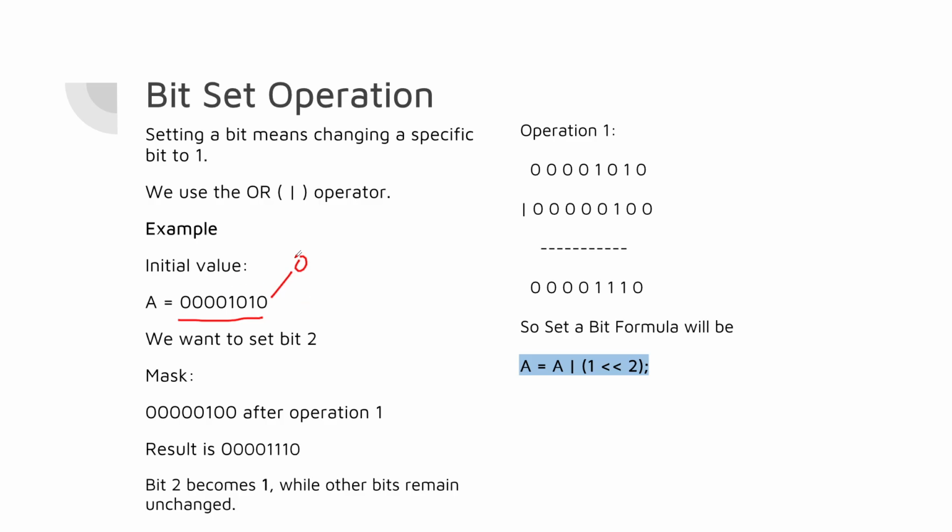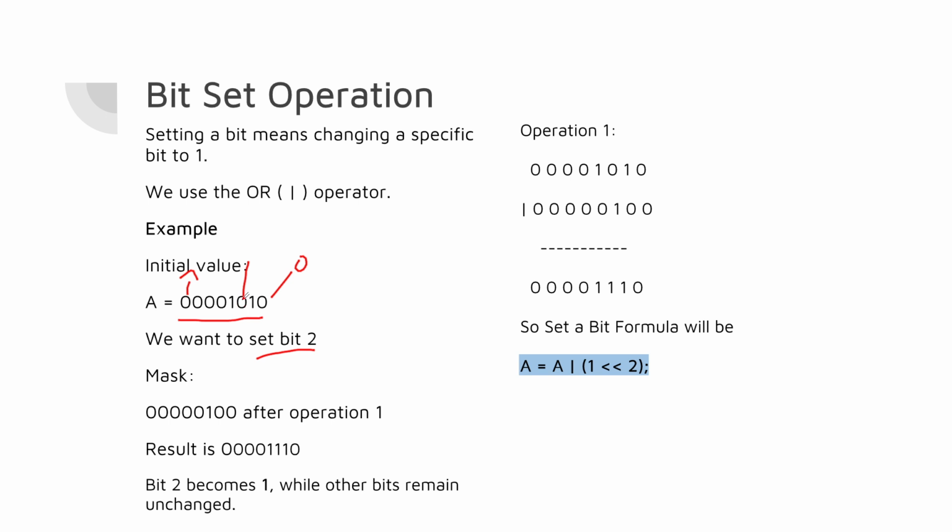So the bit starts from 0. What is the last bit? This is the 7th bit. If I take an 8-bit value, it starts from bit 0 to bit 7. If I take 16-bit, it starts from bit 0 to bit 15. In this input, I want to set bit 2. Bit 2 is nothing but the 0th bit, first bit and second bit. I want to set this bit.